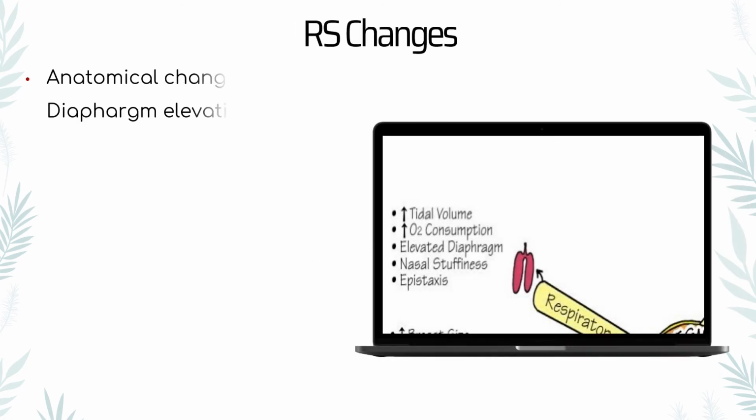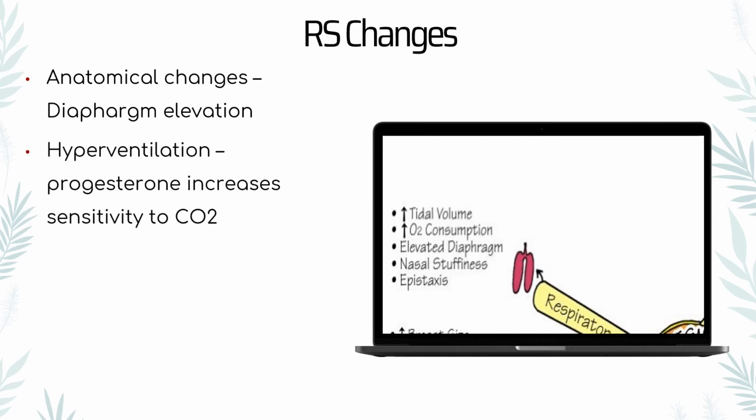RS changes. Anatomical changes occur due to the elevation of diaphragm, and that causes increase in the transverse diameter of the thoracic cage and also the subcostal angle. So these two changes in turn increase the airflow across the bronchial tree. Hyperventilation: high levels of plasma progesterone during pregnancy increase sensitivity of respiratory neurons to carbon dioxide, which results in hyperventilation.